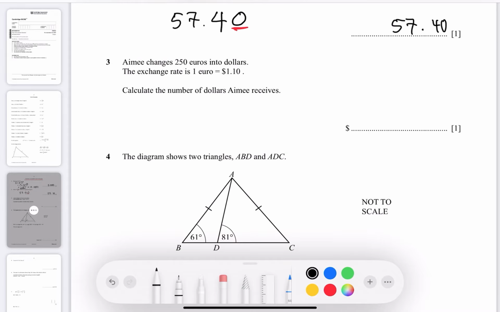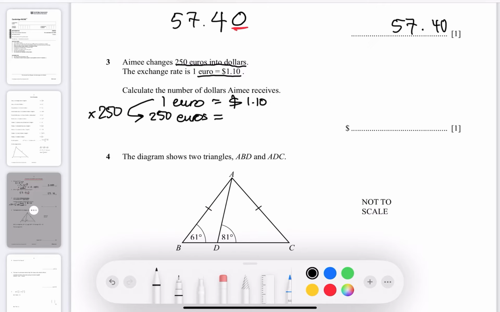Now for the next one, it's a conversion question. So we're changing 250 euros into dollars. And 1 euro is $1.10. So if we know that 1 euro, this is the way I would like to lay it out. It just makes it easier for myself and the examiner. So if you want to calculate what 250 euros is in dollars, to get from 1 euro to 250, you multiply by 250. So you do exactly the same on the other side. $1.1 multiplied by 250.